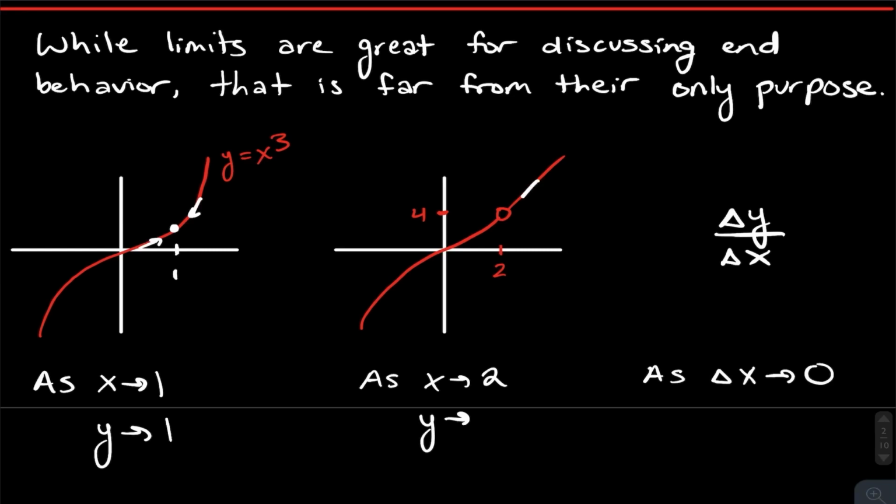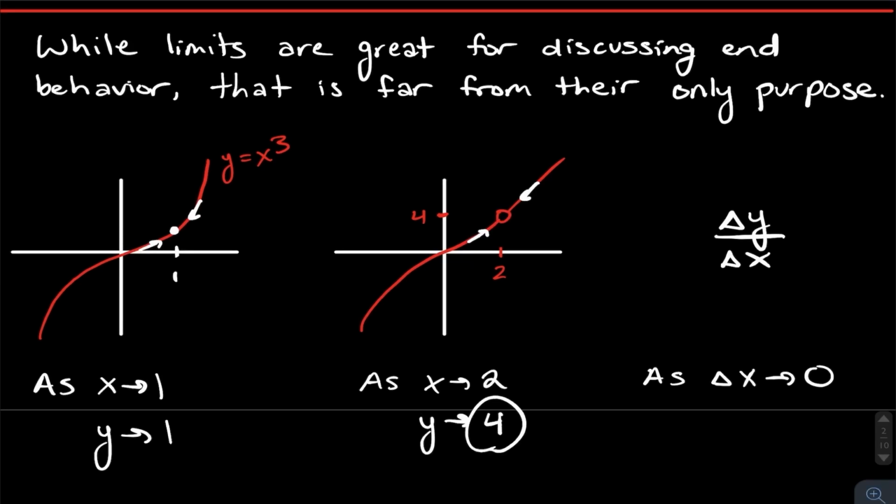As we get closer and closer to 2 from both directions, what happens to y? Well, based on our definition, we're trying to see what y is getting closer and closer to. And even though there's no point here, we're still getting closer and closer to 4. We're not asking what the actual value is here, we're asking what this thing is getting closer to. And that's y equals 4.